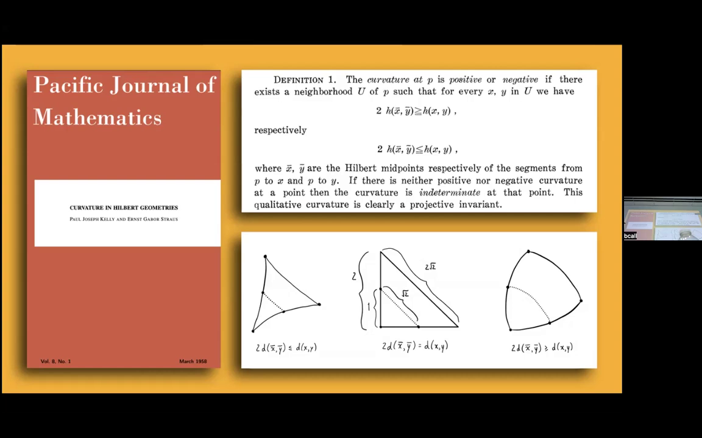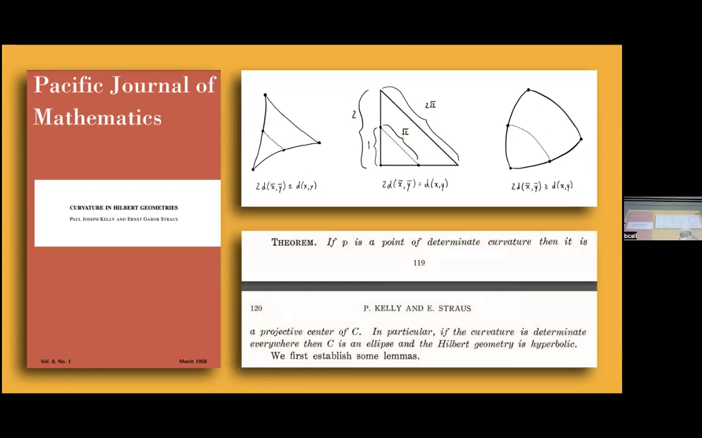So in the middle, that's like the flat case. If you double the length between the midpoints, you should get exactly the length of the longer side. And if doubling undershoots that, then you are negatively Busemann curved. And if you overshoot that, you are positively Busemann curved. So their result was that if the curvature is determinate everywhere, which just means in a neighborhood, you get the same sign of curvature everywhere, so no mixed positive and negative triangles. If the curvature is determinate everywhere, then C, the set that you started with, the convex thing, is an ellipse, and the Hilbert geometry that you get from that set is hyperbolic.